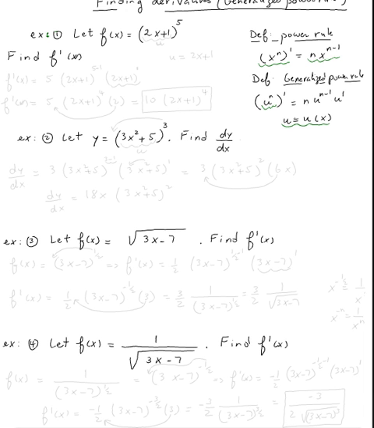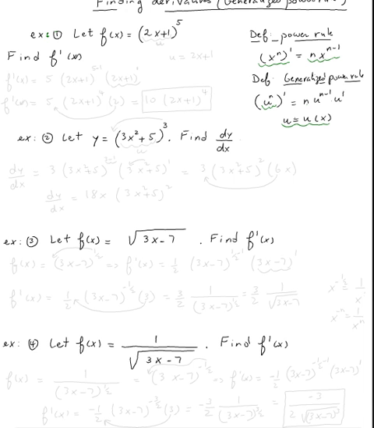So if you have a function of x to the n and you try to find its derivative, it's almost the same as the power rule, n u to the n minus 1, except that you need to multiply by u prime of x in this case. All right, so let's do example 1 so we can understand what we're talking about.